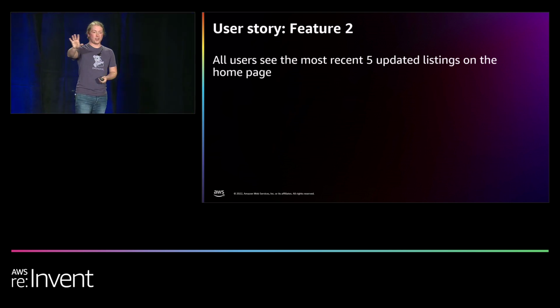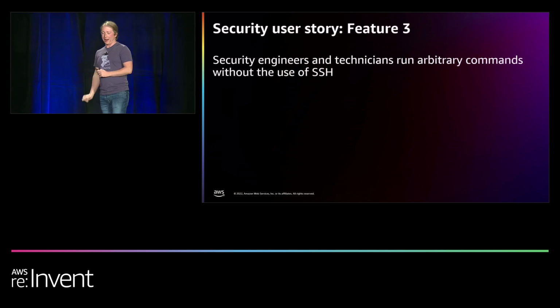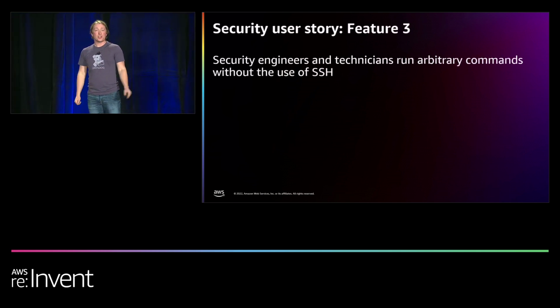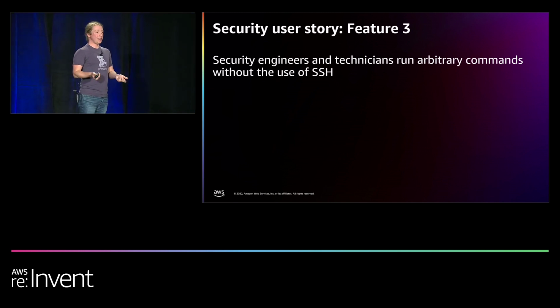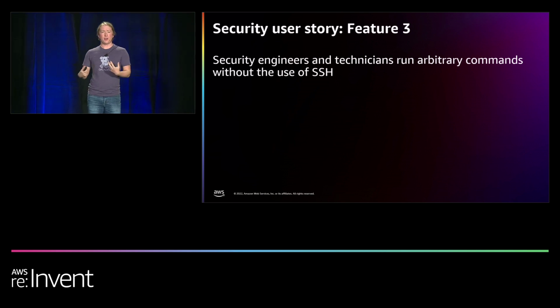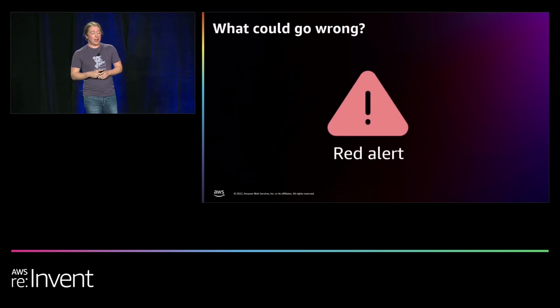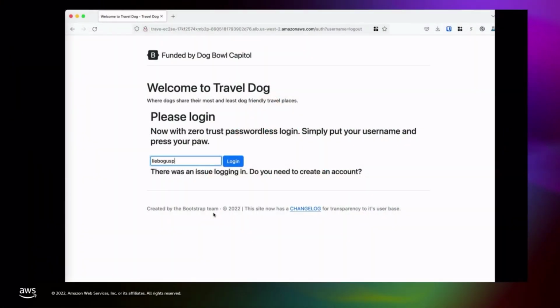All users see the most recent 5 updated listings on the homepage. So we want to showcase the most recent 5 active travelers. And security engineers and technicians want to be able to run arbitrary commands on these systems without the use of SSH. So we have a little bit of an ops engineering security story in there as well. You might be asking yourself, what could go wrong? It all sounds very well-intentioned, but depending on the execution of that implementation, we could potentially introduce some pretty broad attack surface here.